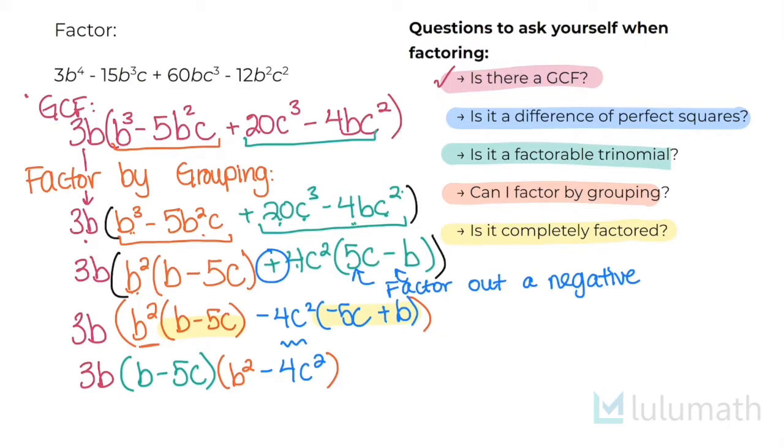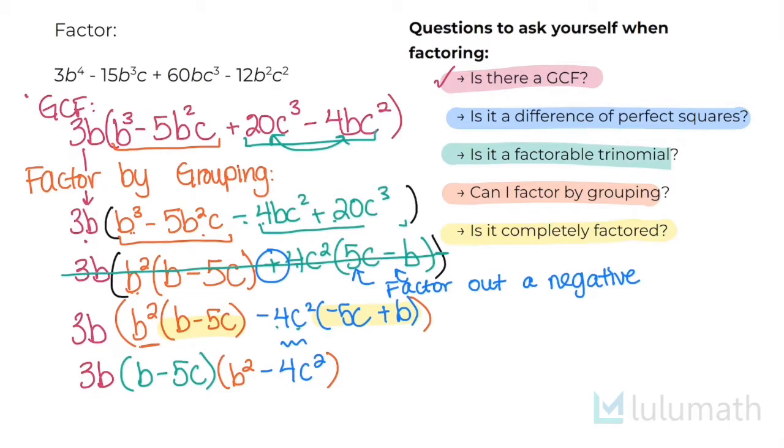Instead of writing this 20c cubed minus 4bc squared as follows, I could have switched these two terms with each other, making this group here say minus 4bc squared plus 20c cubed instead. And then I could completely skip over this step right here, and I can factor out a negative 4 from both terms here, as well as a c squared.